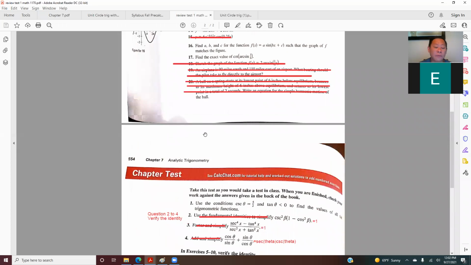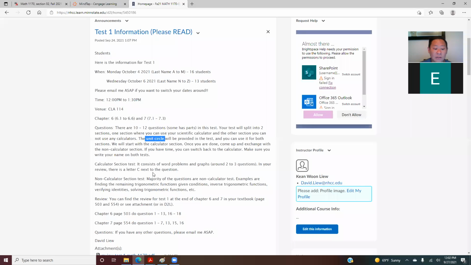There's no calculus involved here, so they do not belong to the calculus section. The non-calculus section of the test is a majority of the questions. It will be like solving for angles, finding the trigonometric functions given conditions, meaning using SOHCAHTOA, finding inverse trigonometric functions, verifying identities, like what we're going to do today, and solving trig functions.